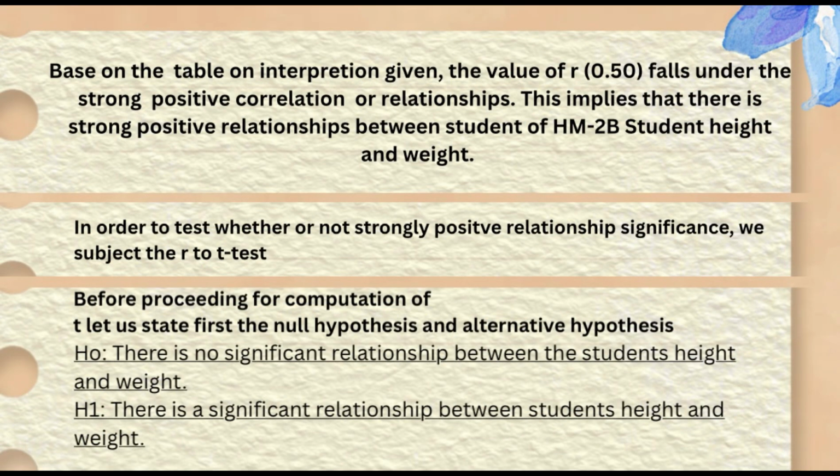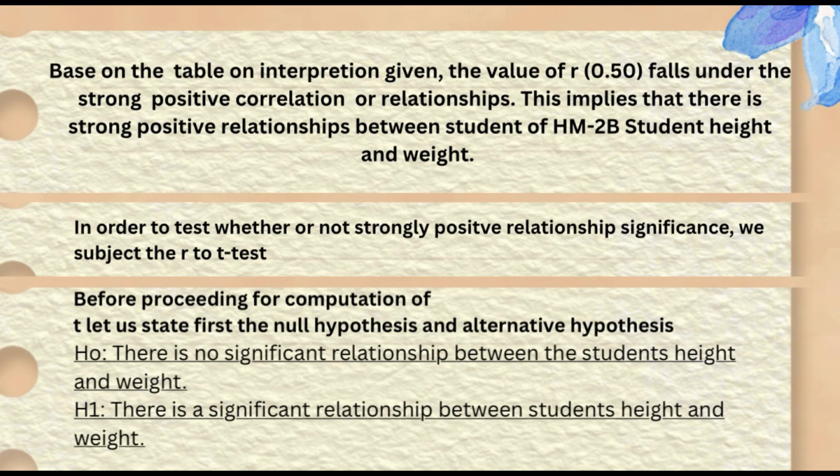So the next slide is based on the interpretation of the computed value. The correlation coefficient of 0.50 indicates a strong positive relationship. This means that there is a strong connection between the height and weight of the HM2B students. In simple terms, as a student's height increases, their weight also tends to increase. To determine if this relationship is statistically significant, we use the t-test.